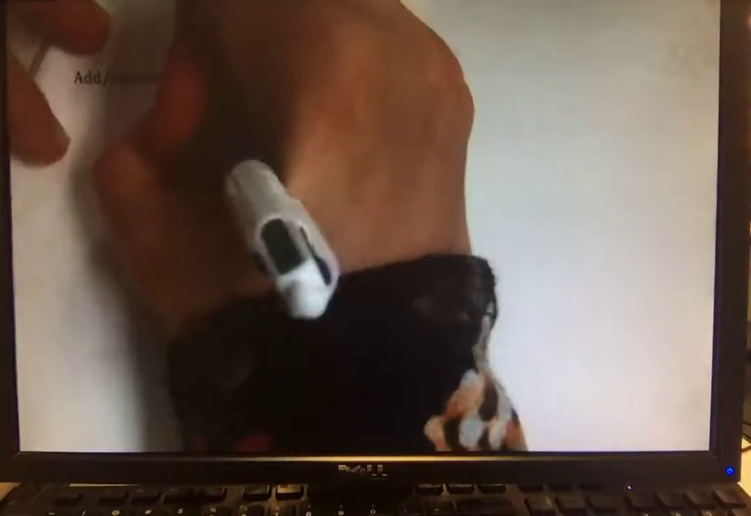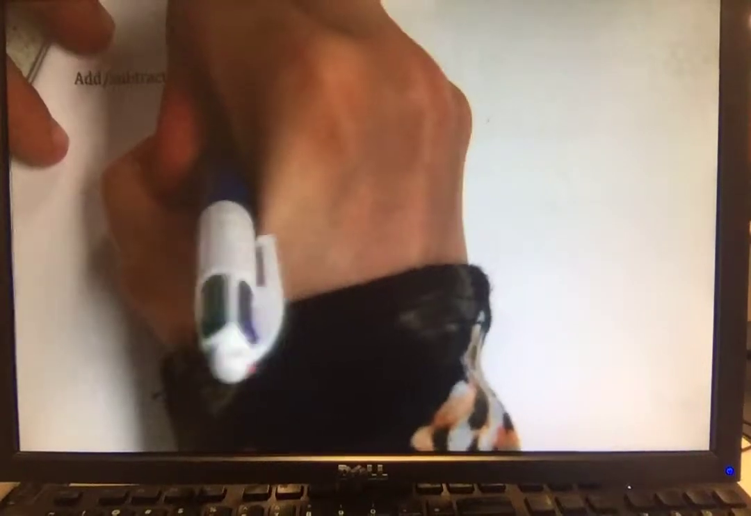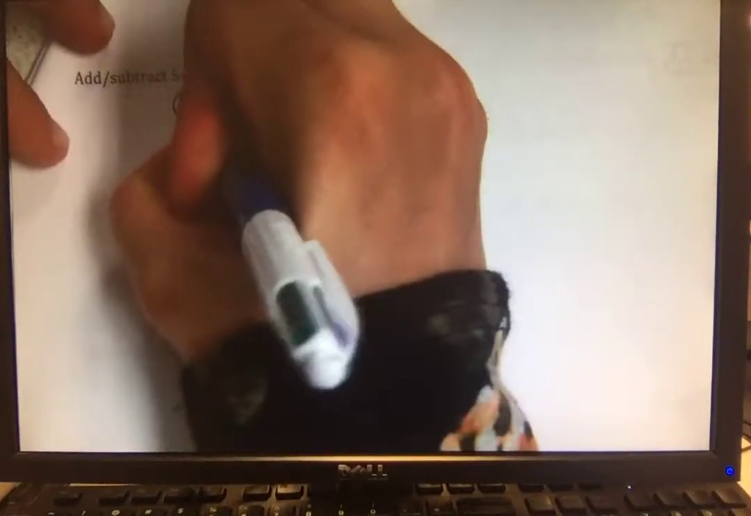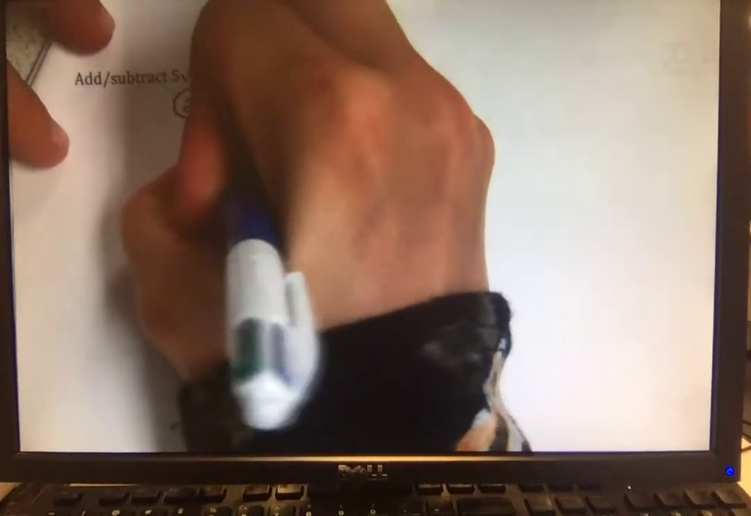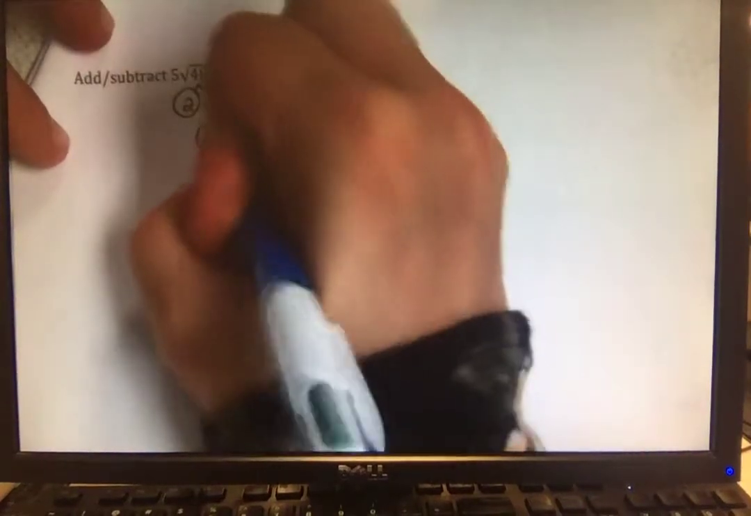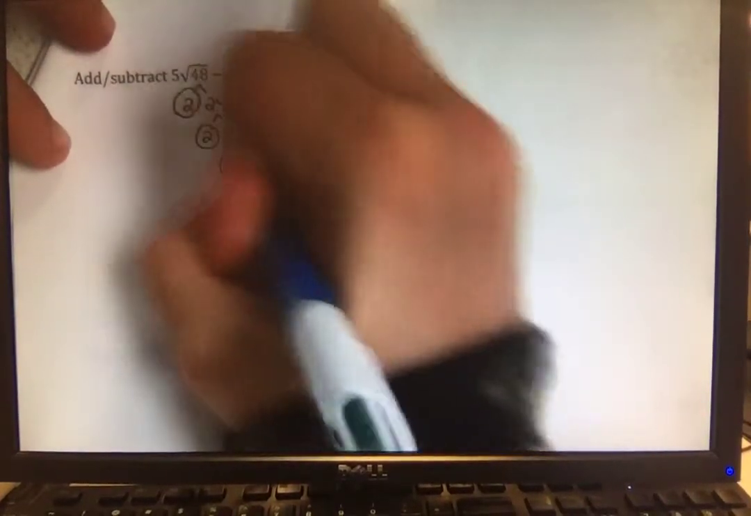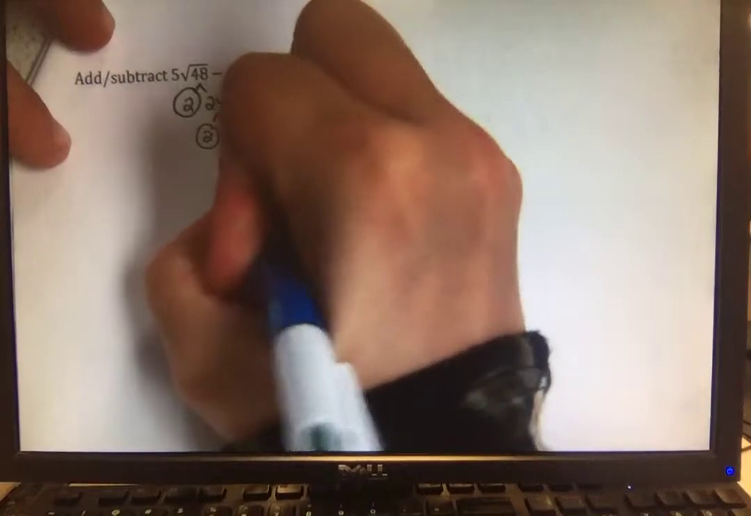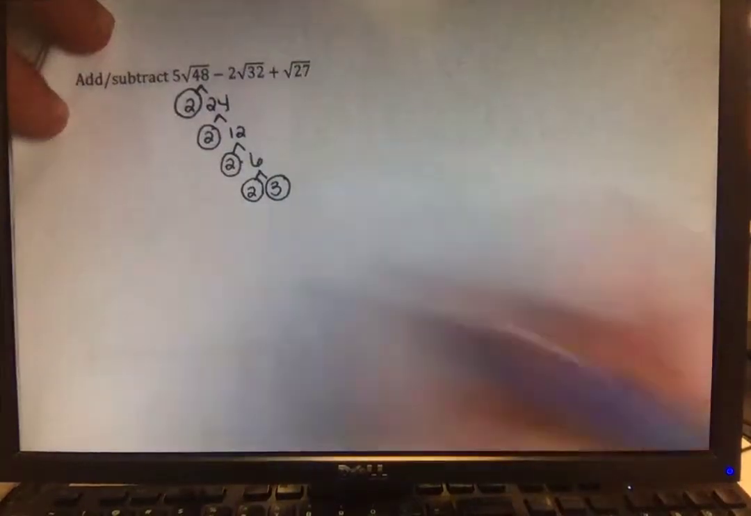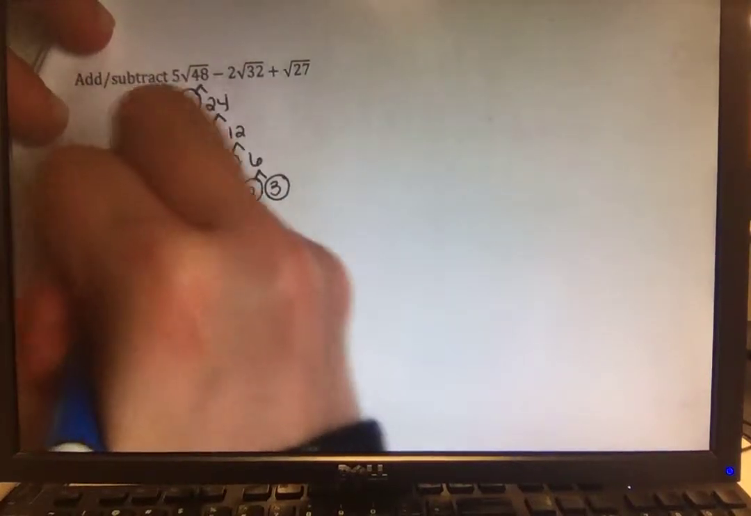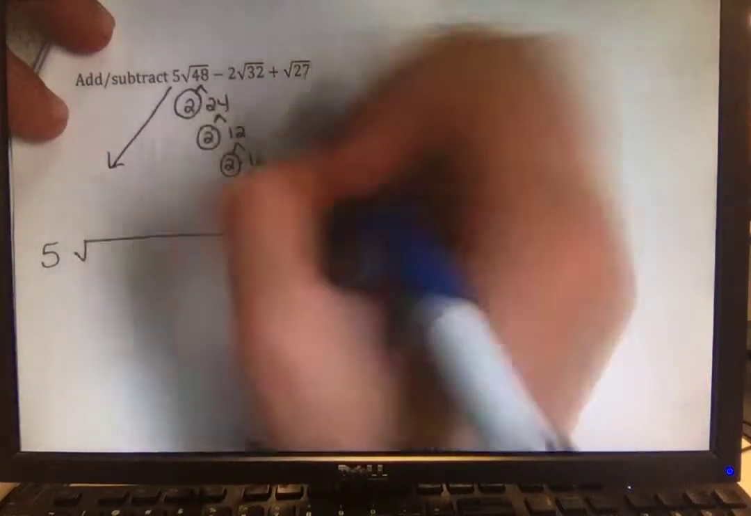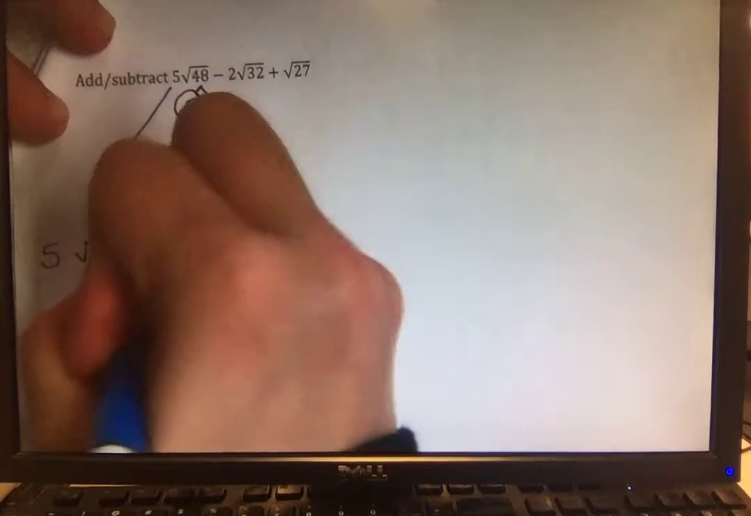So breaking down 48, we have 2 times 24. 2 is done, so we get circled. 24 is 2 times 12. 12 is 2 times 6. 6 is 2 times 3. So remember that 5 is staying out front. Underneath the radical, we have 1, 2, 3, 4 2's and a 3.